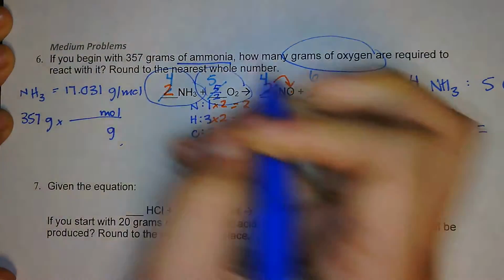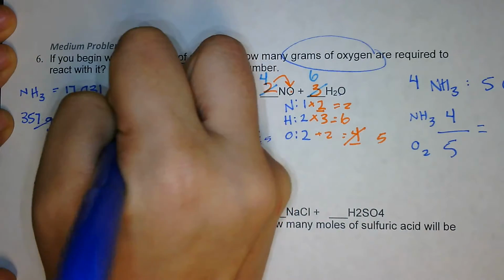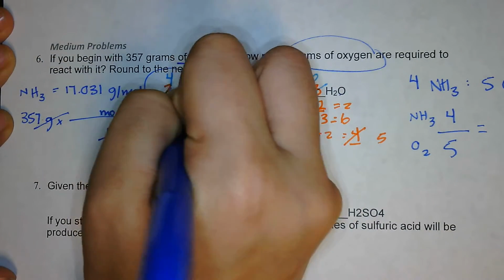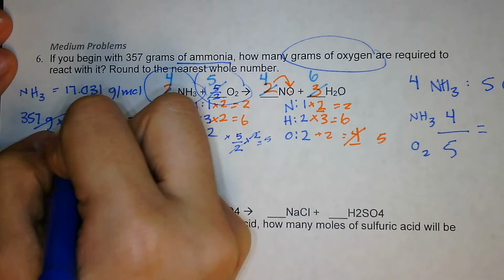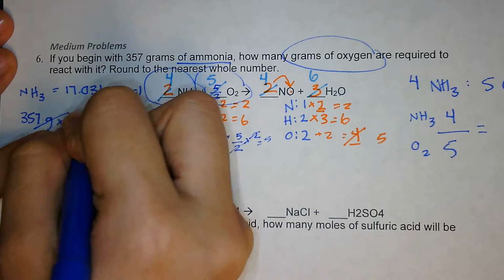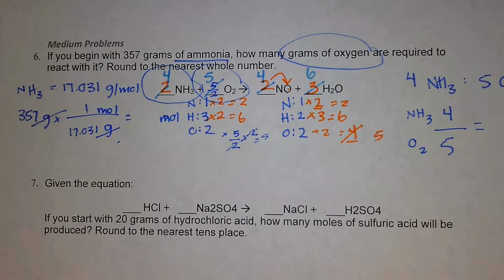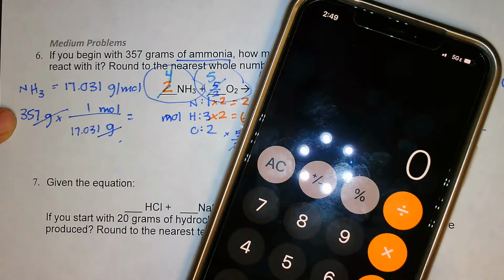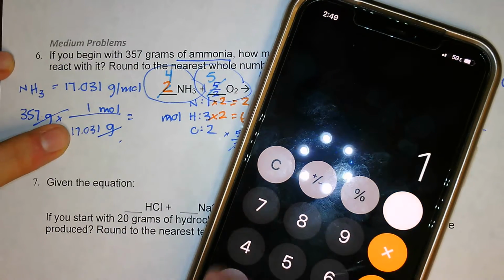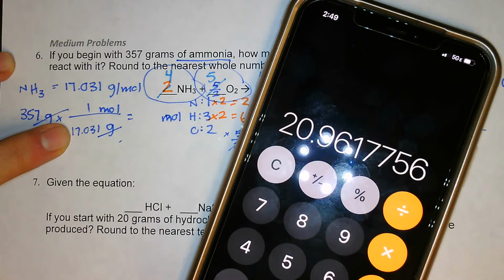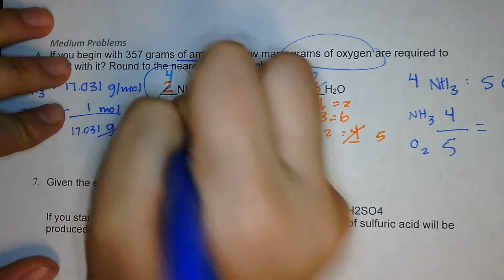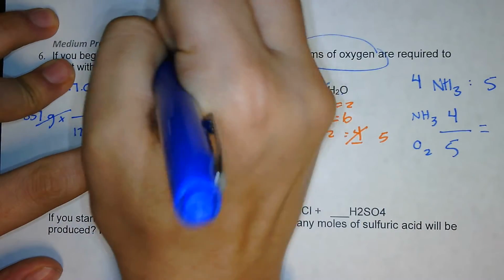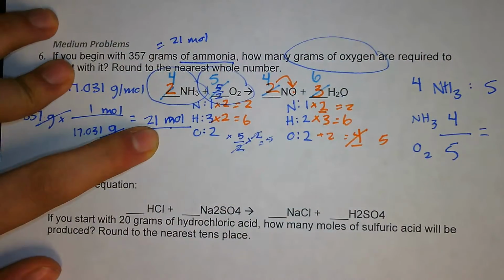So if I start with 357 grams and I want to turn this into moles, I have to put grams at the bottom so that they cancel out at the end, and I'm left with moles. And then I use the molar mass, 17.031 grams per 1 mole. All I have left to do is just do the math, which basically means dividing. 357 divided by 17.031. And that is about 21 moles. So I have 21 moles of ammonia.